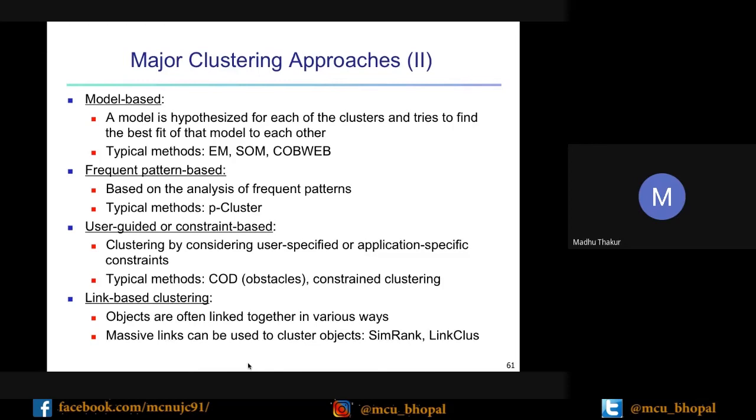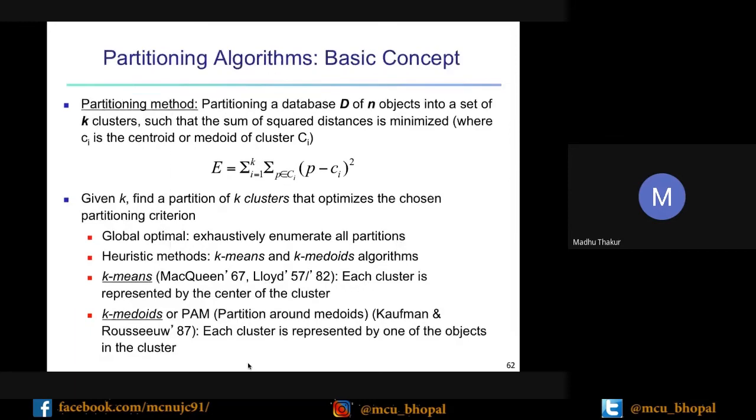In user-guided methods, a user or domain expert specifies a number of constraints and you do the clustering based on them; that is called constraint-based clustering. The COD method is available. The link-based method is used when relations are defined by links, like a graph, where data is in graph form. Methods available here are LinkClus and SimRank. So the basic approach is the partitioning approach.